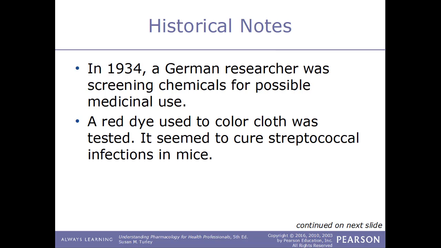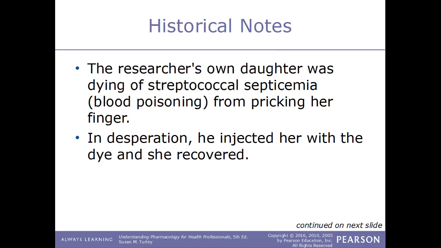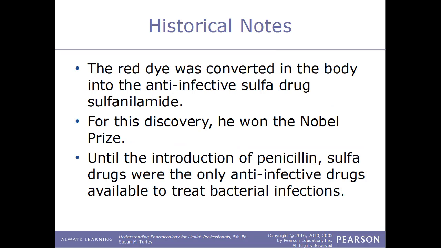I mentioned a historical note. In 1934, a German researcher was screening chemicals for possible medicinal use. And during the process, a red dye used to color the cloth was tested, and it seemed to cure streptococcal infections in mice. This researcher's own daughter was dying at the time of streptococcal septicemia from pricking her finger. So in desperation, he injected her with this dye, and she recovered. The red dye was converted in the body into the anti-infective sulfa drug sulfonamide. And for this discovery, this researcher won the Nobel Prize. Now, until the introduction of penicillin, sulfa drugs were the only anti-infective drugs available to treat bacterial infections.